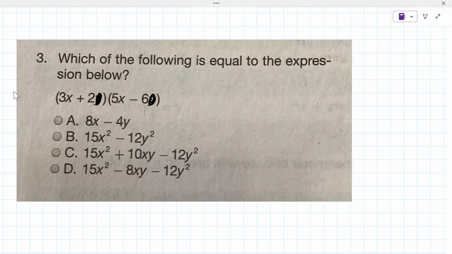D. Sorry? D. D like dog? Good. Yeah, really good. Okay. Any questions on that?